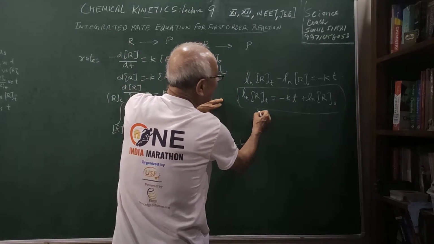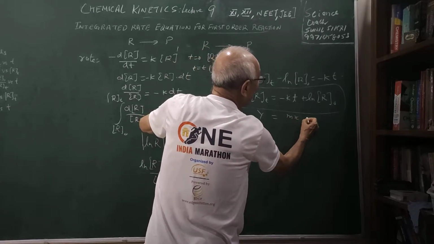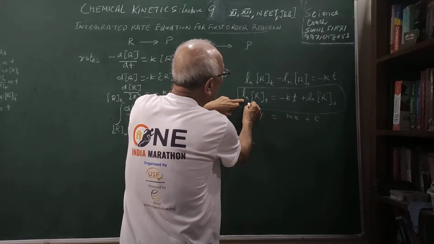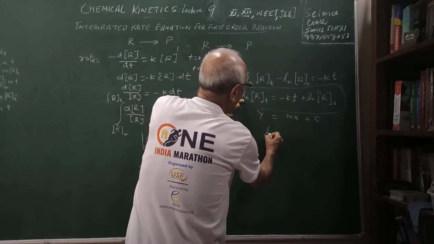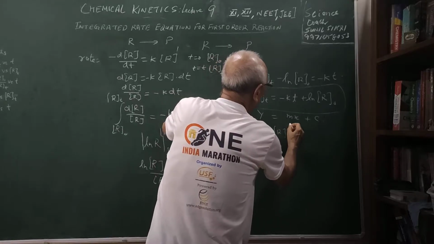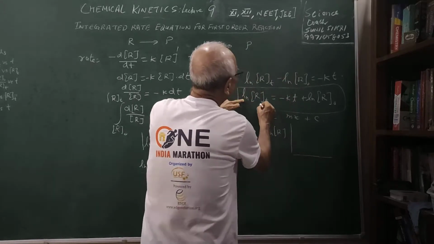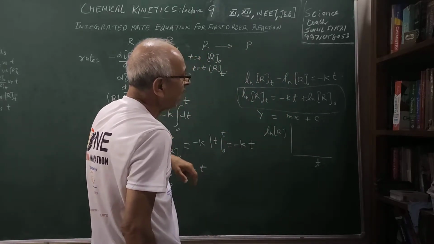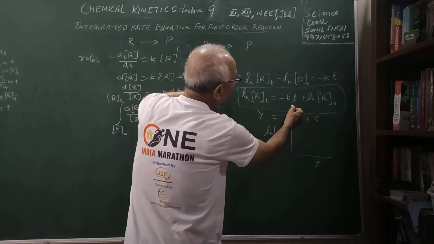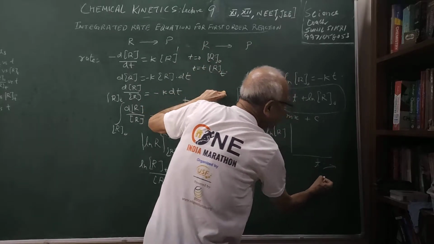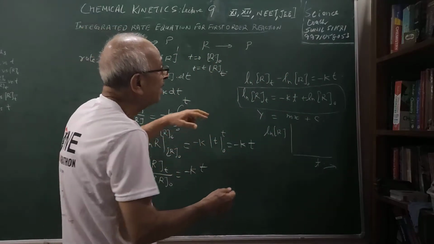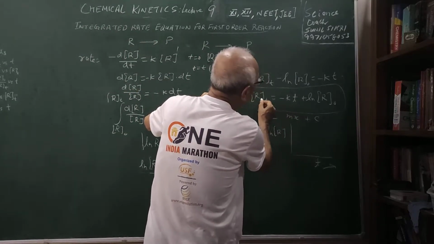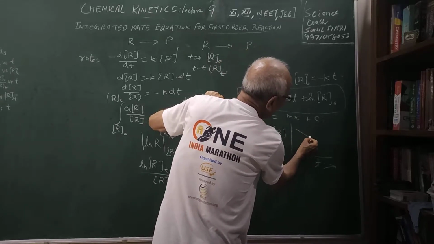Students, you can see that this is the equation of a straight line. If I make a graph of ln of R on the y axis versus time on the x axis, what type of graph will I get in this case? As the time increases, in minutes or seconds, you will find that the value of this will keep on decreasing. It will be the graph of a straight line.